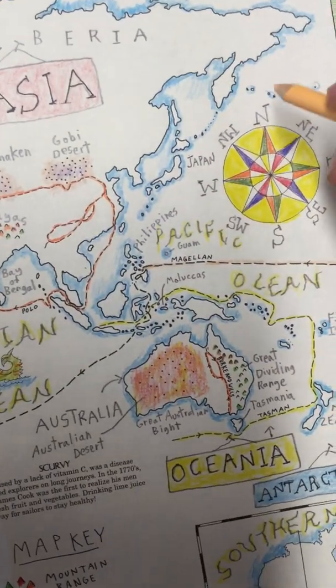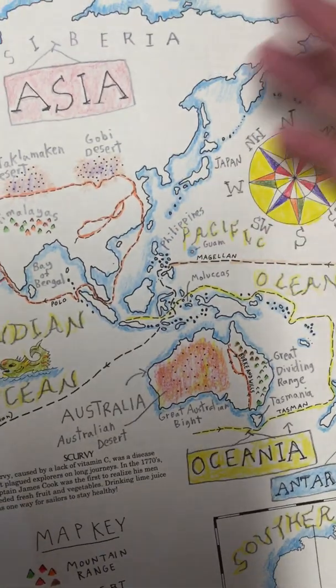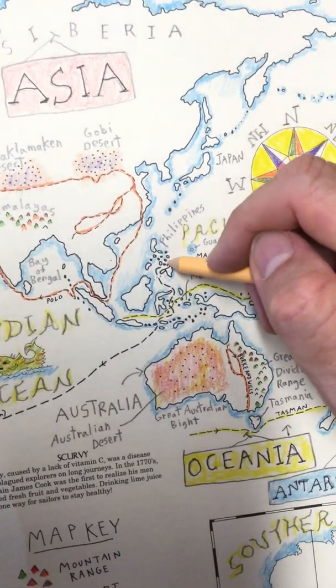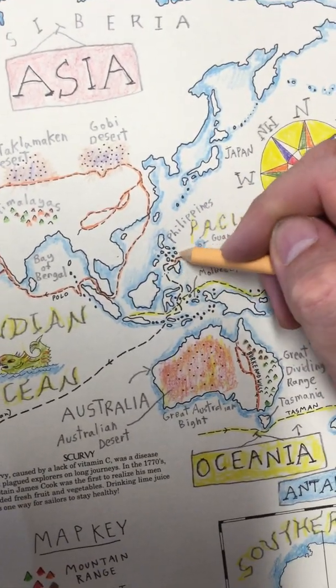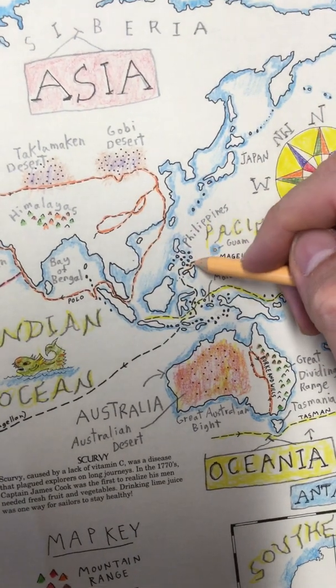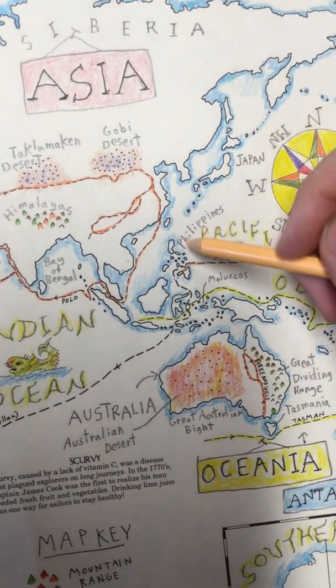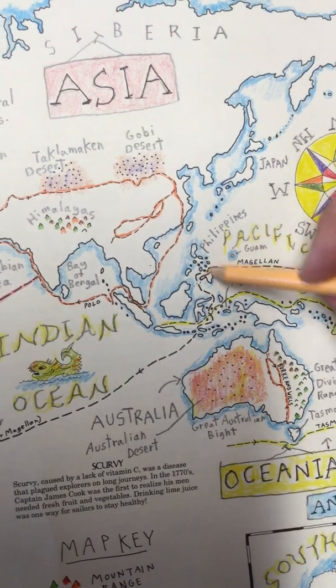But after getting involved in some local skirmishes between islands, Magellan was actually shot with an arrow and killed. So he died in the Philippines.